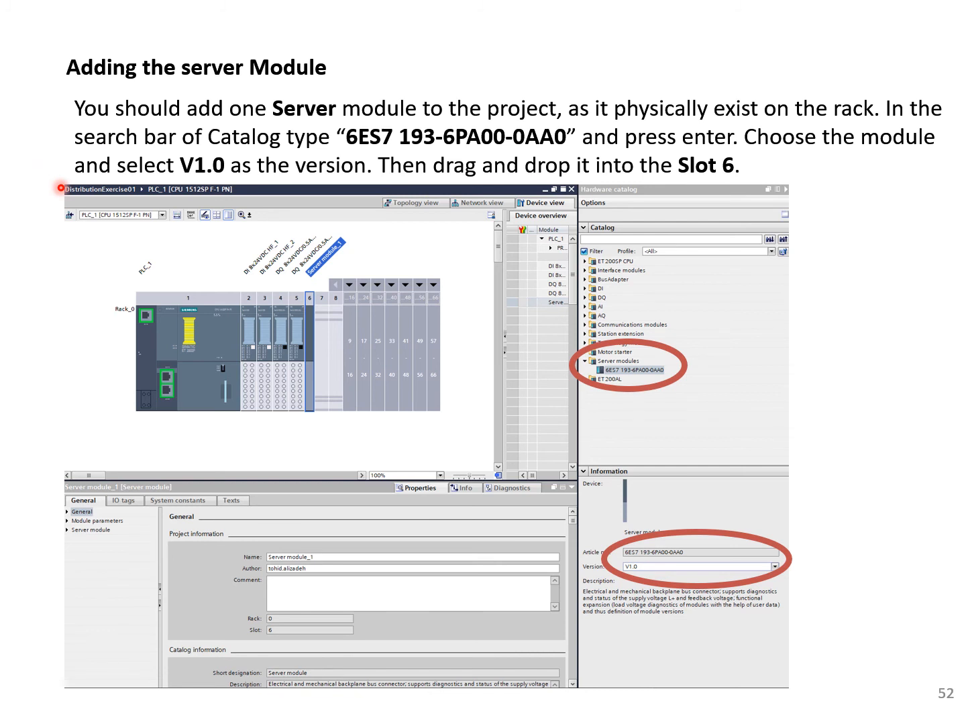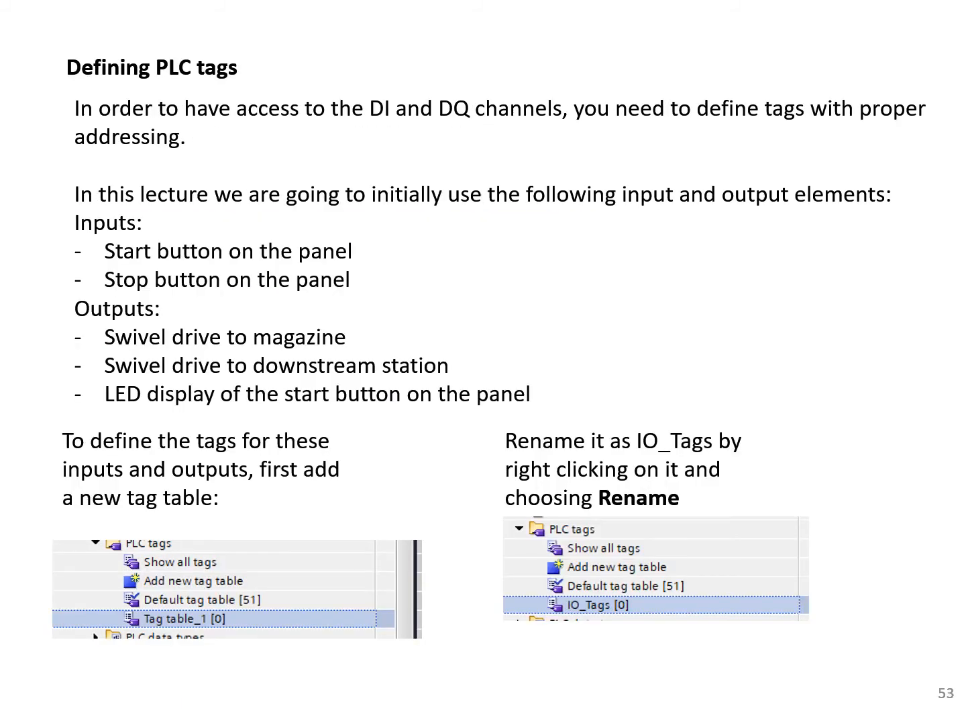Choose the module and select V1.0 as the version and drag and drop it into the slot 6. Okay, here we have version, here we have the module, drag and drop it here. Now it looks like the exact device we have in the lab.